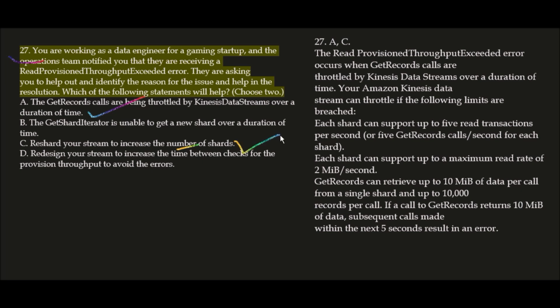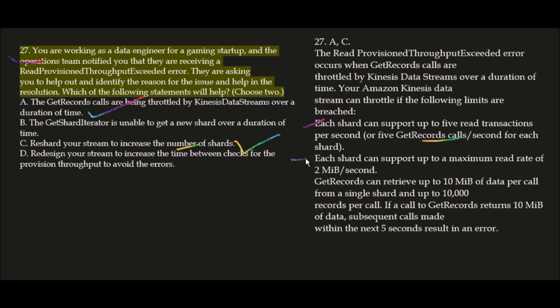Because the read provisioned throughput exceeded error occurs when get records calls are throttled by Kinesis data streams over a duration of time. Your Amazon Kinesis data stream can throttle if the following limits are breached. First limit is each shard can support up to 5 read transactions per second, or 5 get records calls per second for each shard.